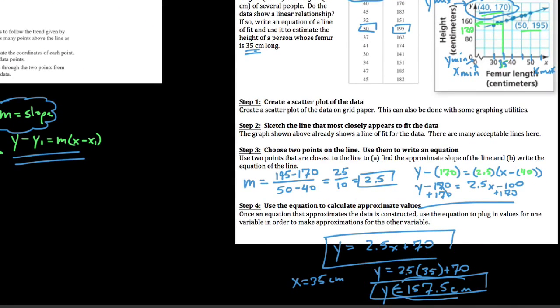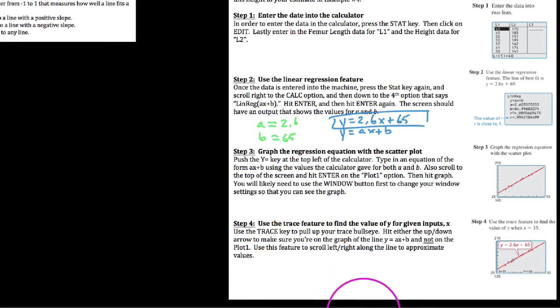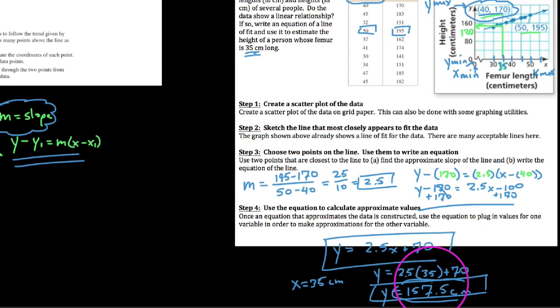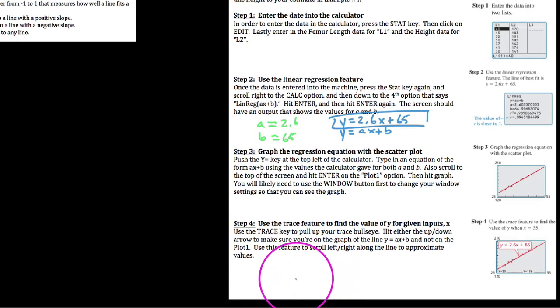But using our best fit line equation, we can not only use our trace feature here, we can actually find an exact value using this line. One way to do this is to plug 35 in for x. The nice thing about the trace feature is if I just hit 35, it says when x is 35, hit enter. It says your y value is exactly 156, which again, the approximate line was about 156. The best fit line says really, really close to 156.